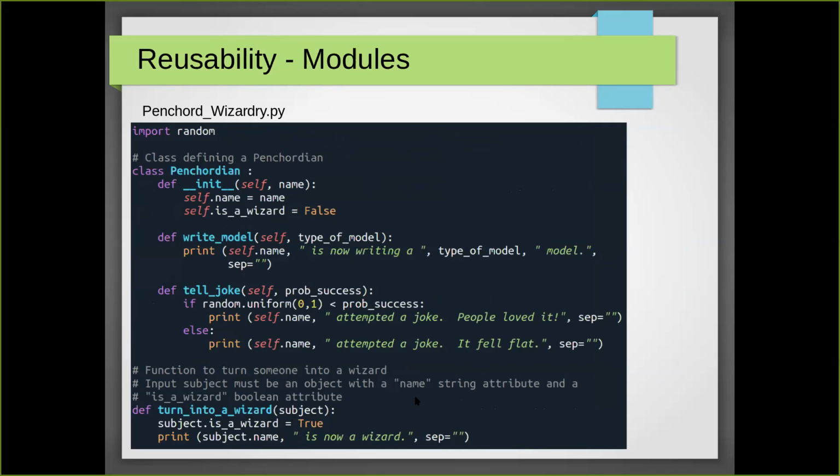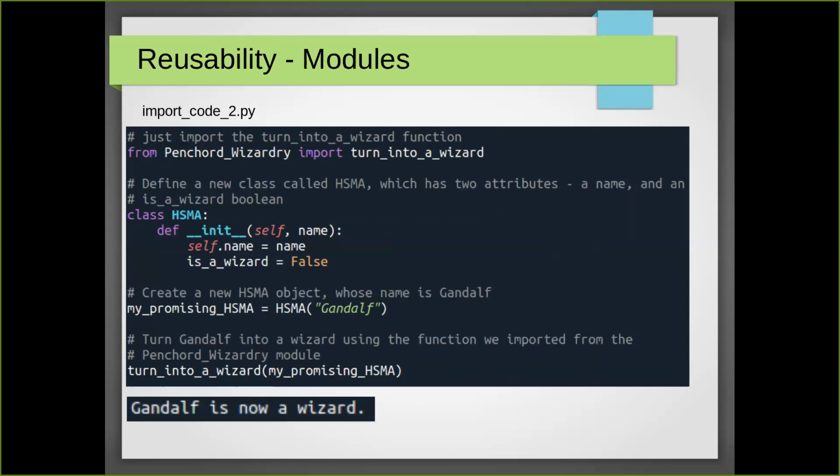The object has to have 2 attributes, one of which has to be a name, which is a string, and the other has to be a Boolean called is a wizard. And I'm going to use that function, but for a totally different purpose, because it will do the same thing that I need over here.